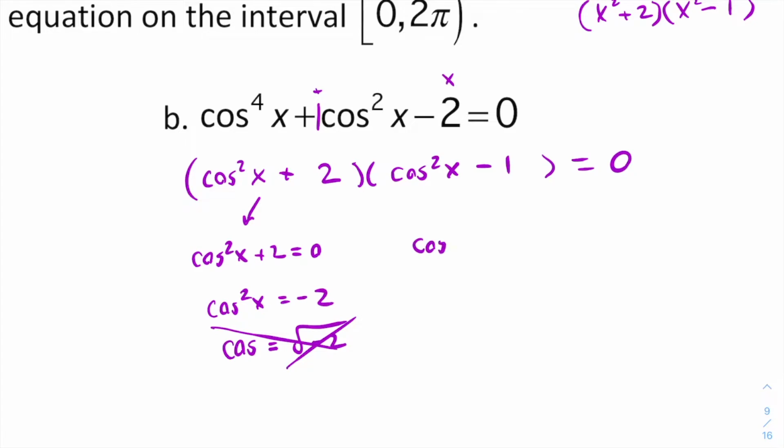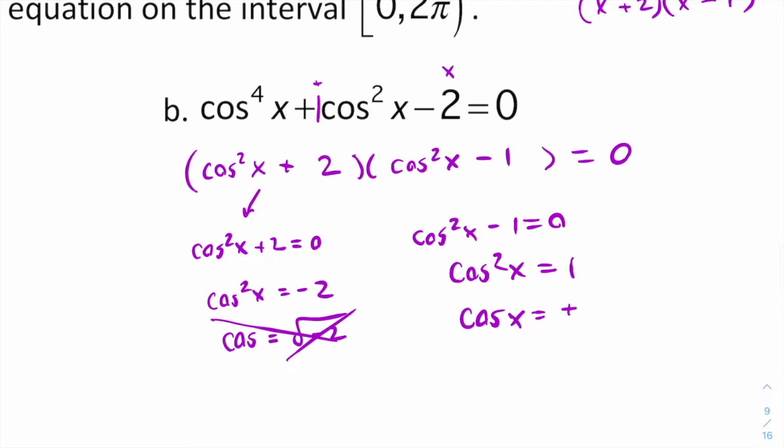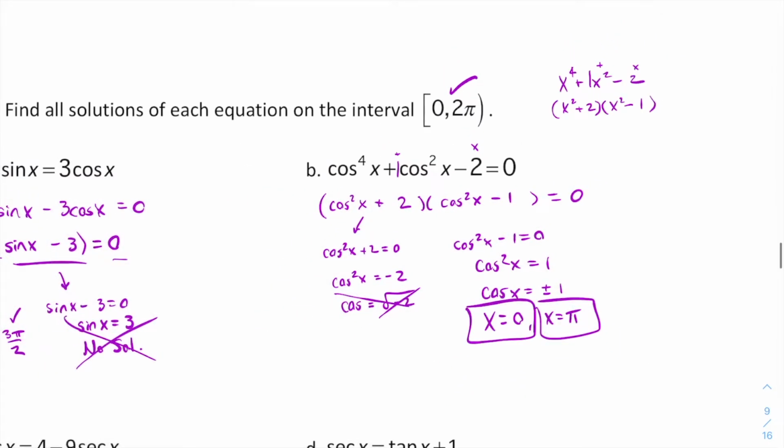This other one here, you can go cosine squared of x minus 1 equals 0. You can add your 1 to the other side, and then you can square root both sides. And since you are square rooting both sides, you do need to put plus or minus 1 right there. Now, as far as an x value for positive 1, that would just be at 0 radians. And then for the negative 1, you'd be at pi radians right there. And there's your 2 answers for that one.